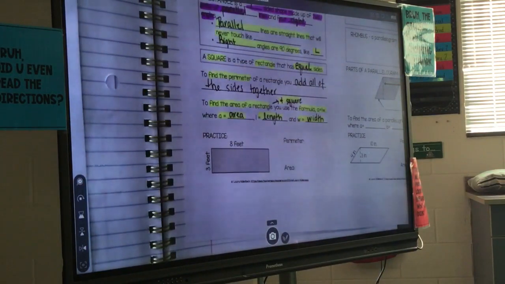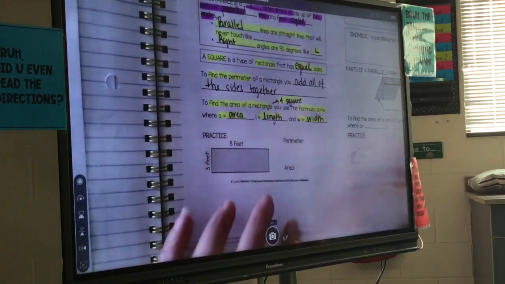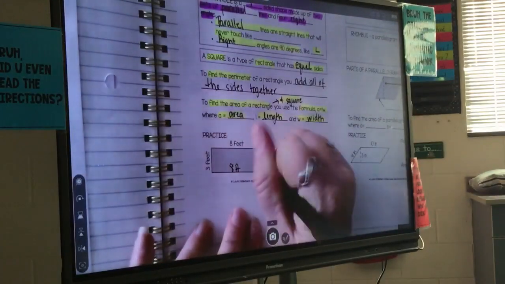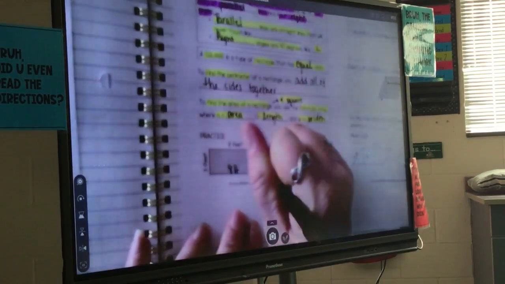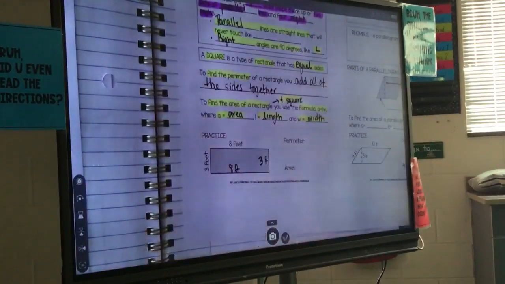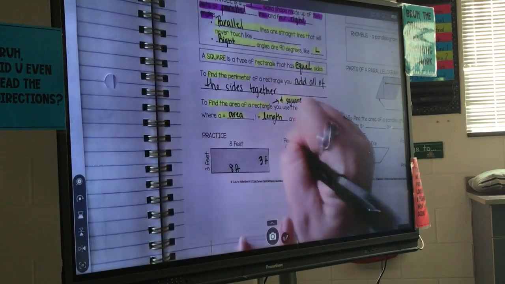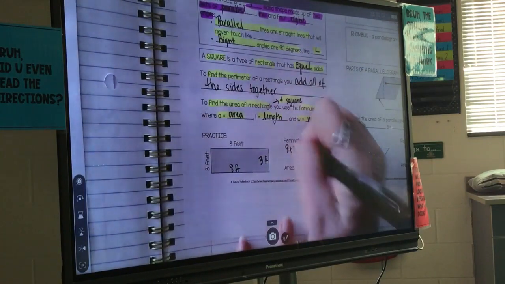All right, so how do we find the perimeter of this rectangle down here? How do we find the perimeter? Alex? 3 plus 3 plus 8 plus 8. All right, so we only see two numbers, but we have to understand that this is 8 feet and this is 3 feet. In order to find the perimeter, we have to add up all of the sides. So we're going to do 8 plus 3 plus 8 plus 3.